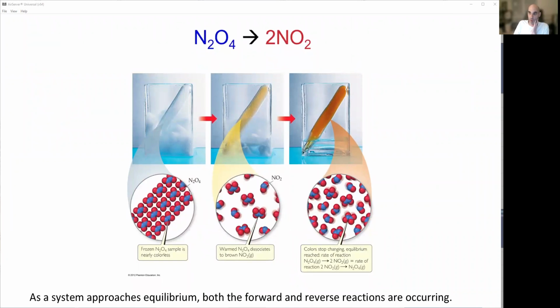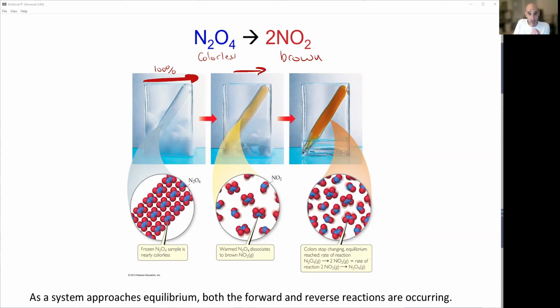So we have N2O4, which is colorless, and NO2, which is the brown color. Essentially, starting with 100% of the N2O4, the reaction immediately starts shifting in the forward direction. It's the only direction that it can go. It can only start to produce NO2. After a while, we notice that this thing starts to get brown, because we have produced a bunch of NO2.